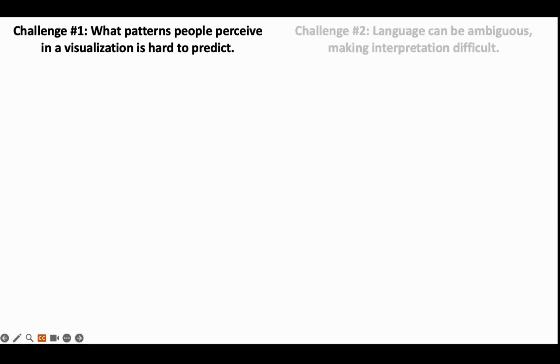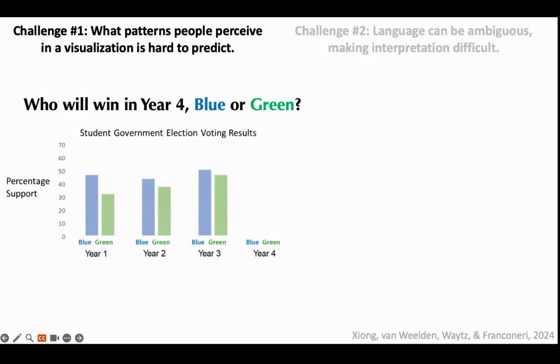Okay. So when it comes to the first challenge, what people perceive in a visualization is hard to predict. So if we want to build a model that can predict human behavior, and this is very difficult, then how do we do it, right? I have a demo to give you a sense of what I mean by it's hard to predict human takeaway. So this is a fun one.